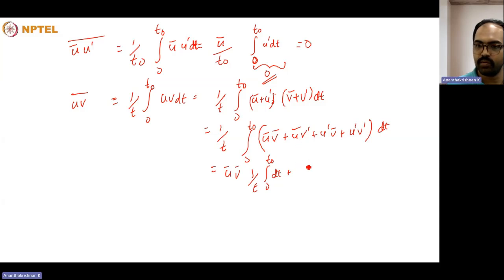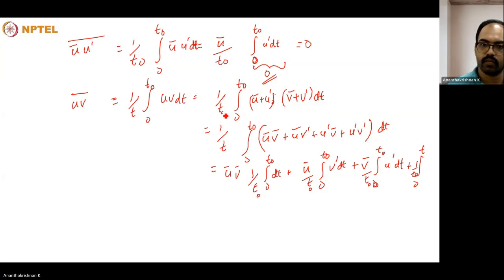Plus the second term will be u bar, you can take it out, 1 by t0, integral 0 to t0 of v dash dt. In the third term, we can take out v bar: 0 to t0 of u dash dt, plus 0 to t0 of u dash v dash dt.